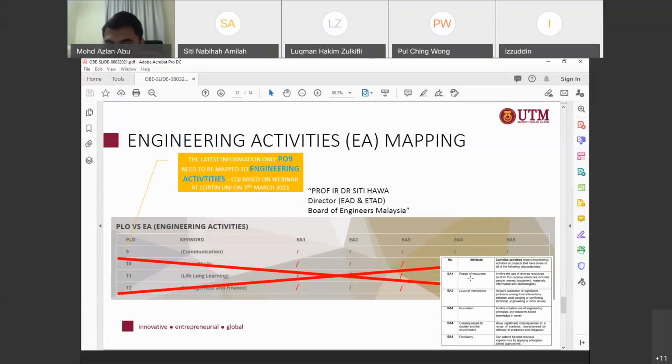EA1 is range of resources, when you communicate using people, money, equipment, materials. EA2, level of interaction, when you require resolution of significant problems, interaction between a wide range of conflicting technical, engineering, and other issues. EA3, innovation, when you involve creative use of engineering principles. EA4, consequences to society and the environment. And EA5 is familiarity, so you can extend beyond the experience by applying certain approaches. PLO 10, 11, 12 are not mapped into any EA or WK or WP.